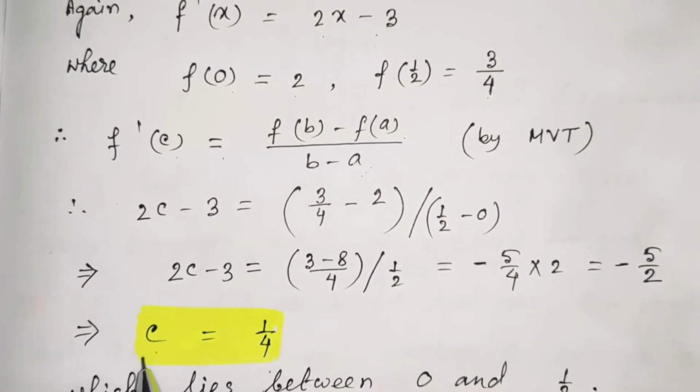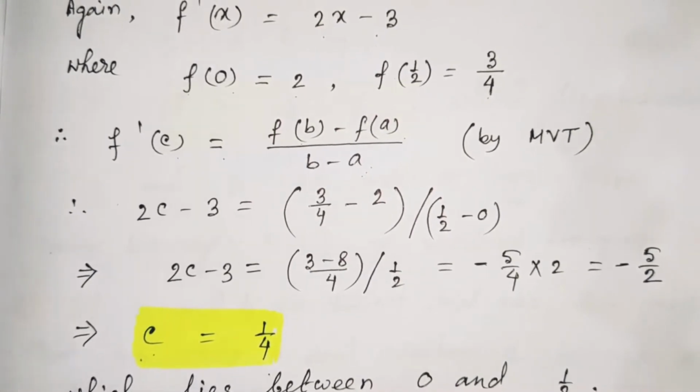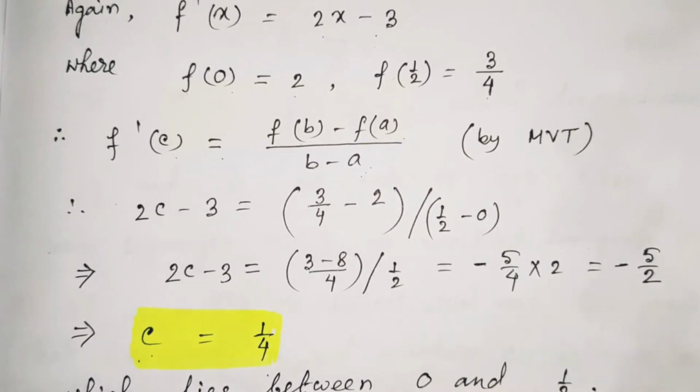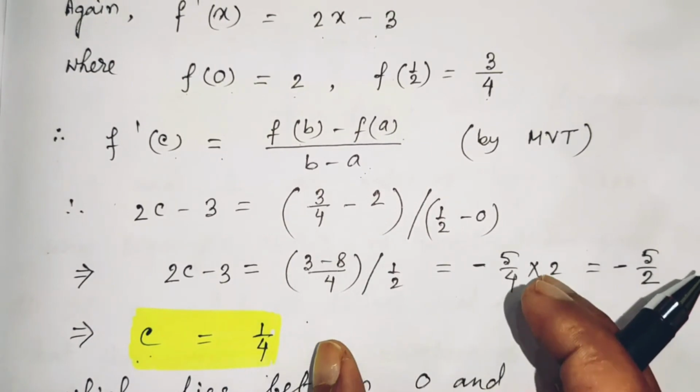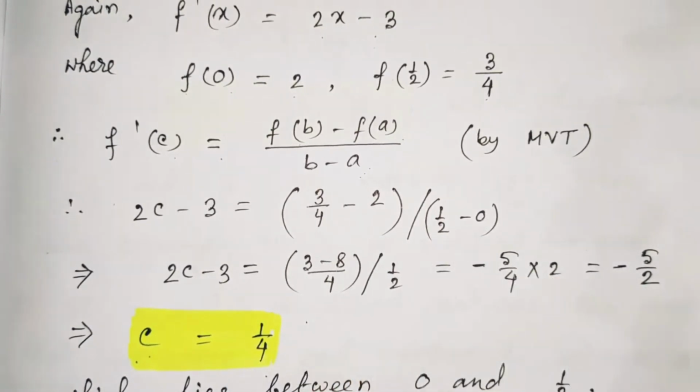At this point we will find a tangent which is parallel to the line joining the points a and b, that means the end points of the function. If we join these two points by a straight line, then we will find a tangent which is parallel to that particular line. So the Lagrange mean value theorem is verified for this given function.